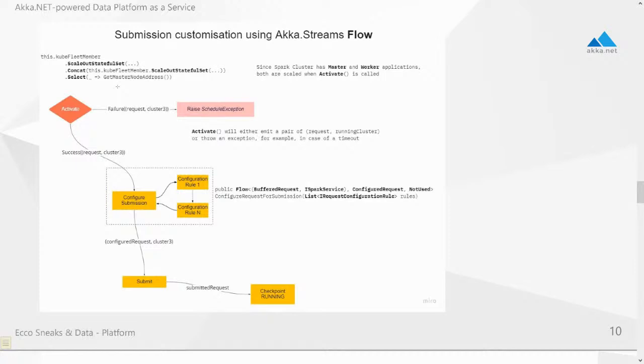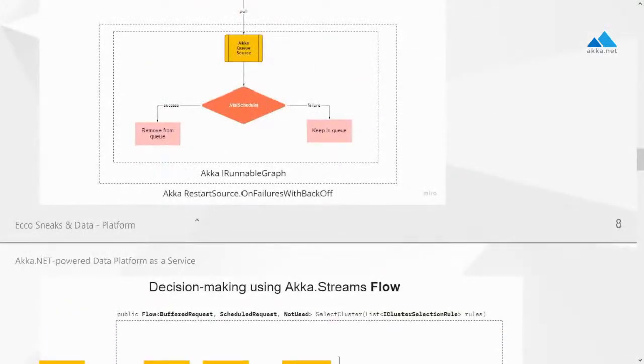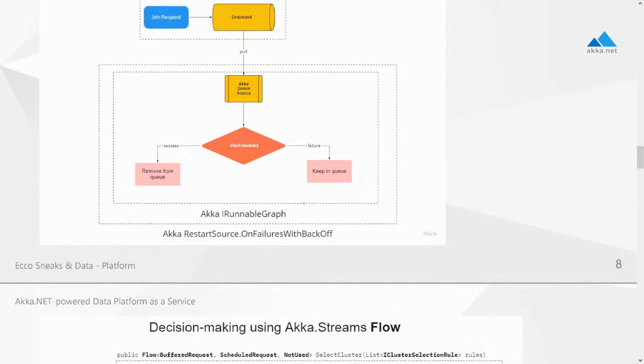Obviously we can fail to scale for multiple reasons. For example, Azure refuses to give the machine. That can happen. Or giving us the machine takes more time than we expect. And this is the brilliant thing in Akka Streams: I can allow my code just to fail. I can basically just throw an exception, and that's what we do. If we go back here, we have this restart source, which will catch this exception and retry everything when the request becomes available in the queue again.